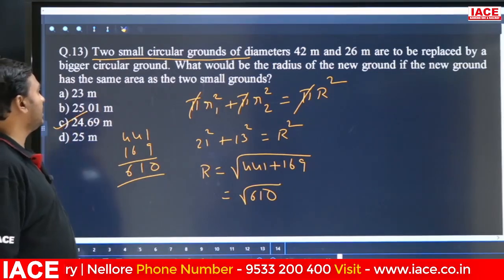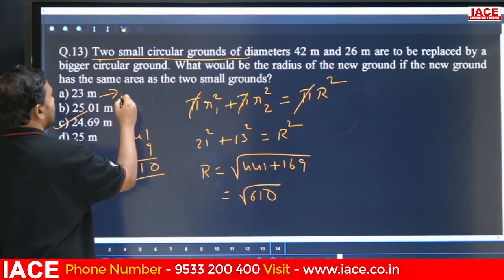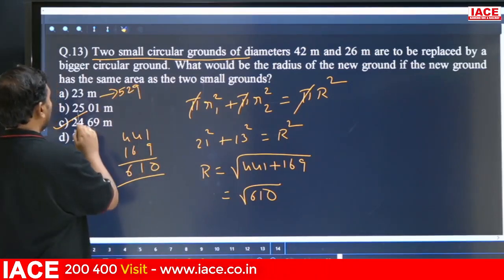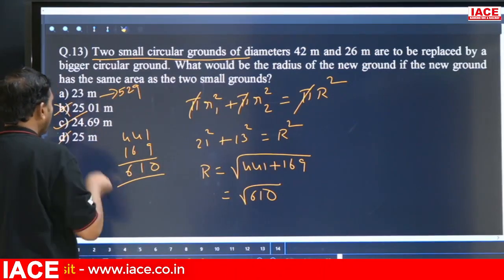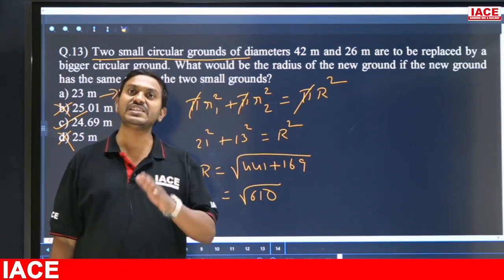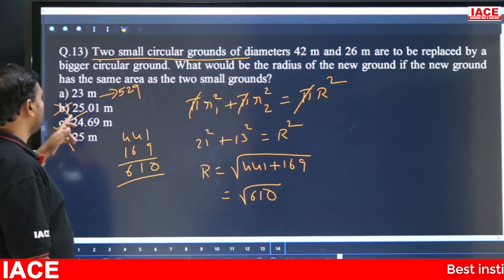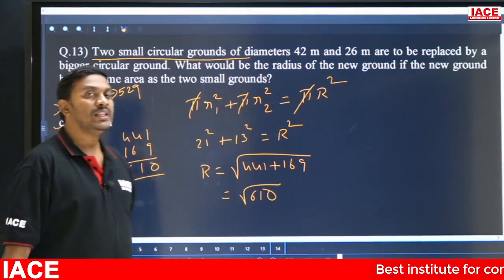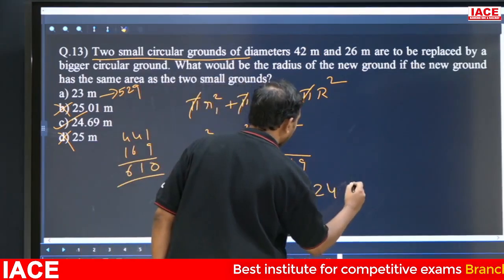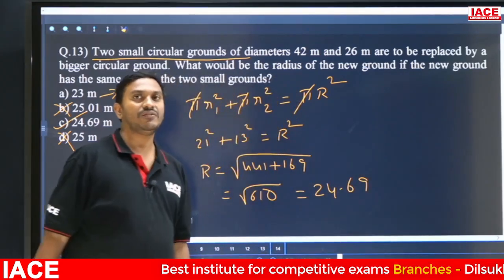So if we take 23, 23 square is how much? 23 square is 529. No, it is not nearby. So it is not above 25. Why? Because 25 above means 25 is 625. So 25 above is not at all possible. So approximately it is how much? 24.69. So the square root is how much? 24.69. Through options we can find the answer.